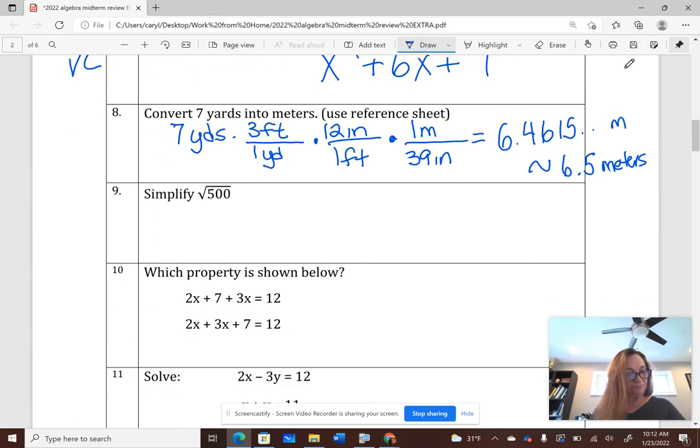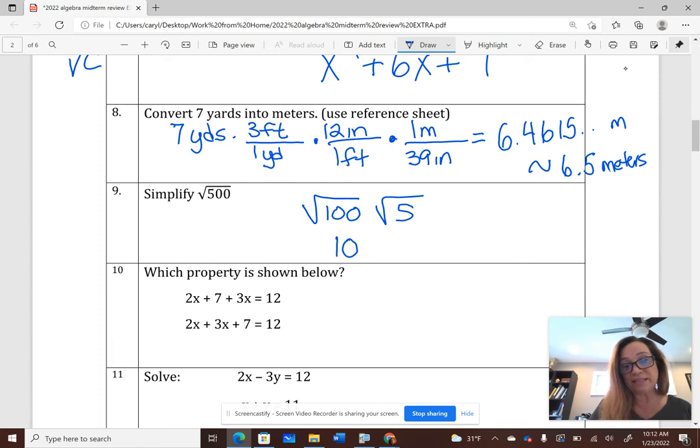So simplify. When I'm trying to simplify a radical, I'm looking for a perfect square and then the other factor. So I'm going to choose 100. And I'm choosing the 5 because 100 times 5 is 500. The 100 is the perfect square, so that simplifies to 10, and the 5 stays. And you can check this on your calculator.